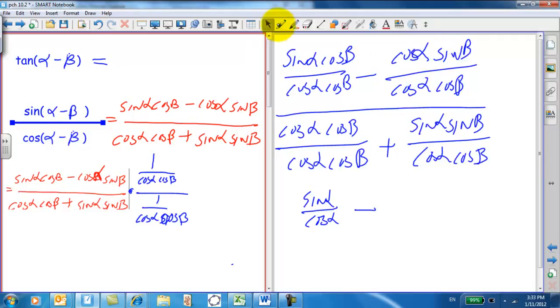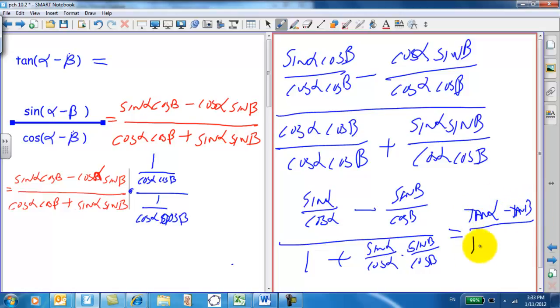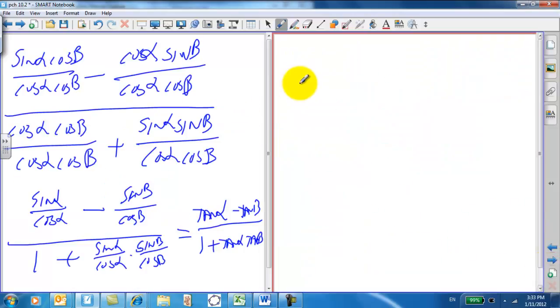The cosine alphas cancel, and we end up with sine beta over cosine beta all over cosine alpha over cosine alpha, that's one, so you get 1 plus sine alpha over cosine alpha times sine beta over cosine beta, and the whole thing boils down to tangents. Sine over cosine is tangent. Tangent alpha minus tangent beta over 1 plus tan alpha times tan beta. Great. So that's two formulas.